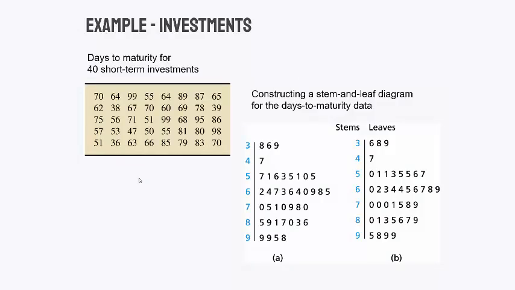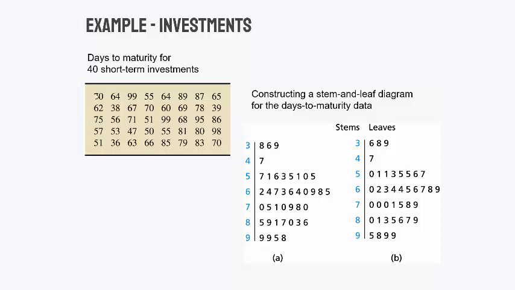Let's go back and look at the days to maturity for 40 short-term investments. For each one of these, the stem is the first digit and the leaf is the second digit. It looks like the lowest value is 36, right here, and the highest value is 99. So you're going to write all the stems first, that's the first digit, which would be 3, 4, 5, 6, 7, 8, and 9. Then you do the following.